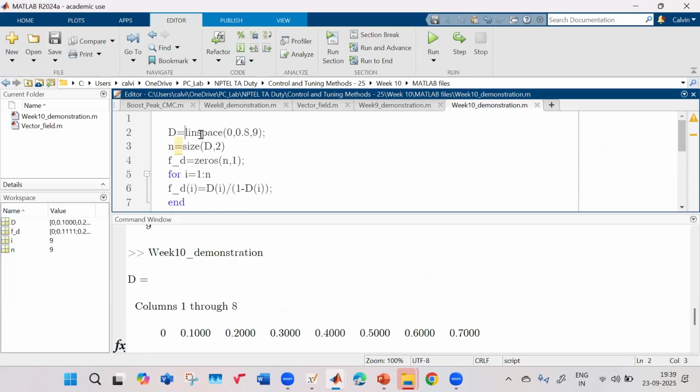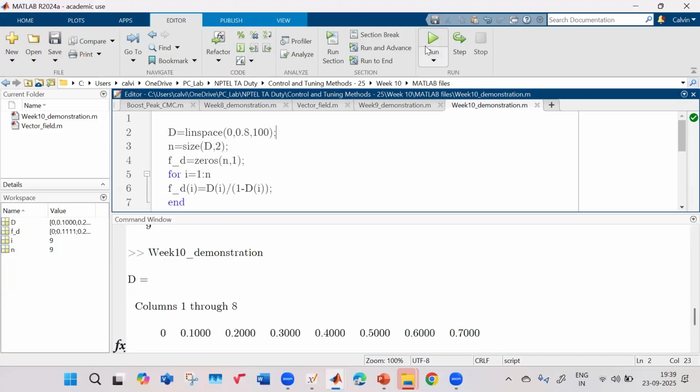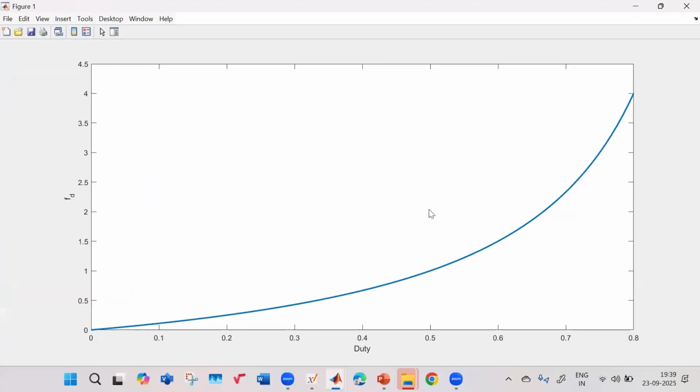This linspace command says my minimum value, maximum value, and number of data points. So that I've taken to be 9. Let me take the number of data points to be 100. Okay. And then let me plot how it will look. Now you will see it looks smooth because the number of data points I have increased. So this is just MATLAB for you guys.